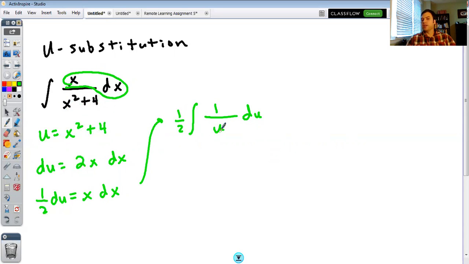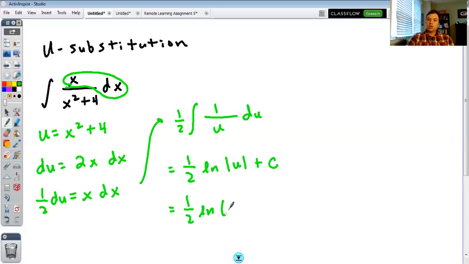And then x squared plus 4 in the bottom is replaced by u. And then this becomes a very easy antiderivative to take. 1/2 natural log absolute value of u plus c, and then 1/2 ln of x squared plus 4 plus c. And I'll get rid of my absolute values because x squared plus 4 is positive. And then that is the solution. Really, really easy. Look for that derivative connection. That's your clue that u sub is the way to go.